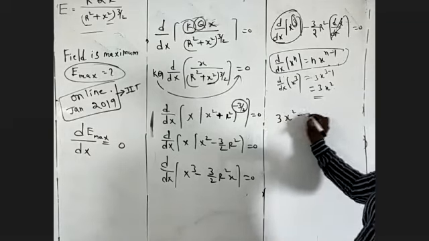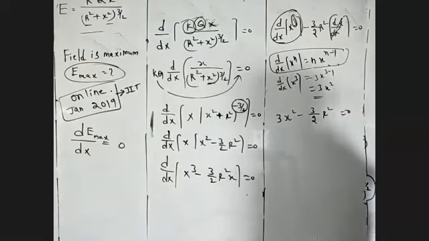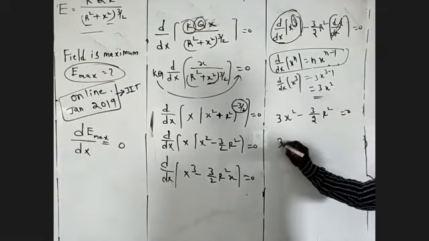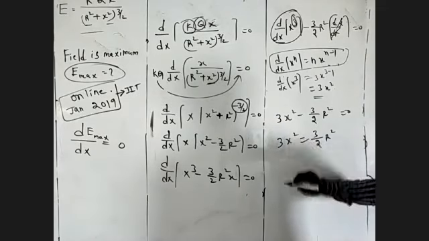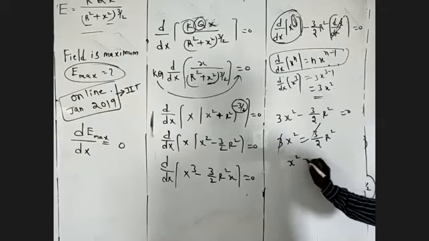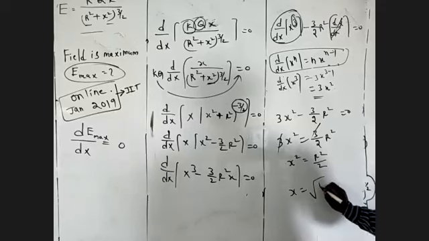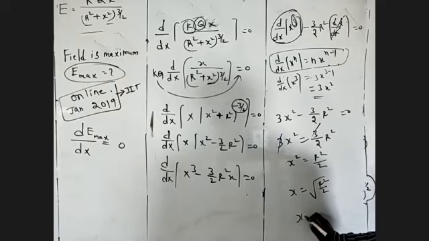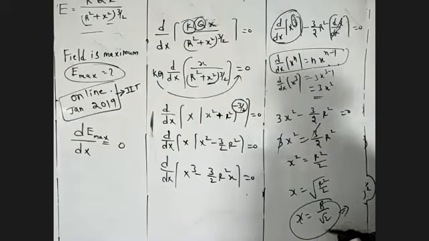3x square minus 3 by 2 r square is equal to 0. Now this is 3x square is equal to 3 by 2 r square. Now 3 cancels. X square is equal to r square by 2. Now x is equal to root of r square by 2. X is equal to r by root 2.